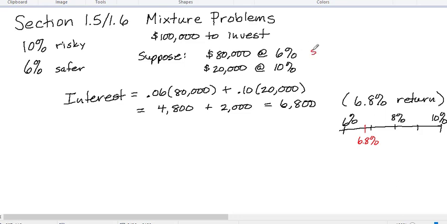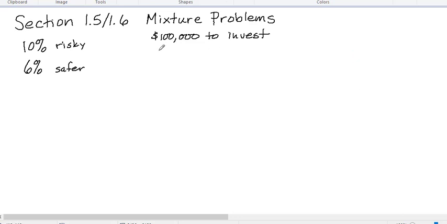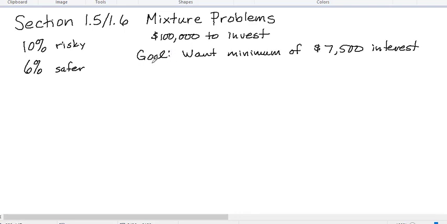If these had been 50,000 and 50,000, if they had been equally weighted, then the overall average would have been right in the middle at 8%. But the more money we weight toward 6%, the more that the overall average will tip toward that amount. Okay, now let's go back and have $100,000 to invest, but this time we have a different kind of goal. So if that's my goal, then the question is, how do I allocate?